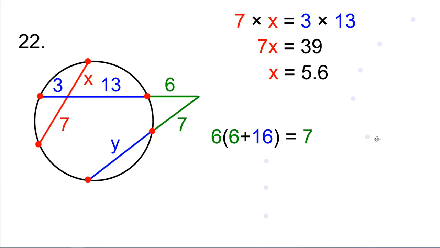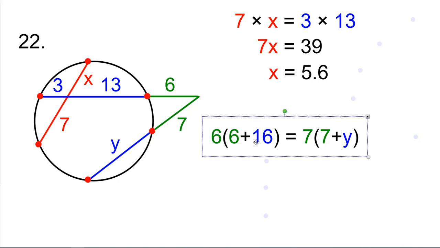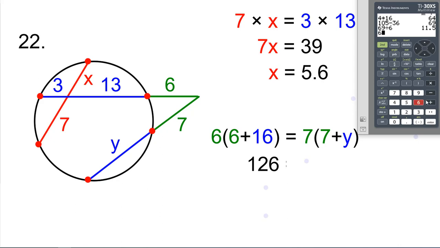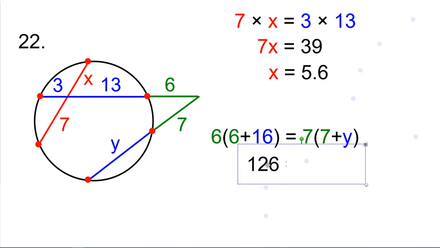That is equal to the outside of 7 times the whole thing, which is 7 plus y. When we add that together, 7 plus y. All right, so add that together. That's going to give us 22. Let me double check that because I have a feeling that might be wrong. I probably did 21 instead. So 6 times 22. Let me delete one of those. All right, yeah, I was wrong. That should be 132. Close your eyes. You didn't see that. Okay, so that's 132.